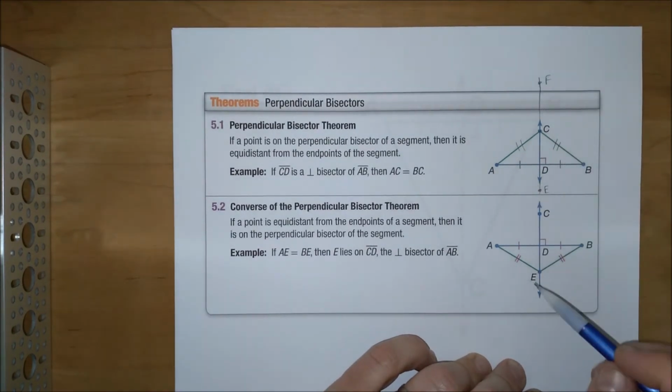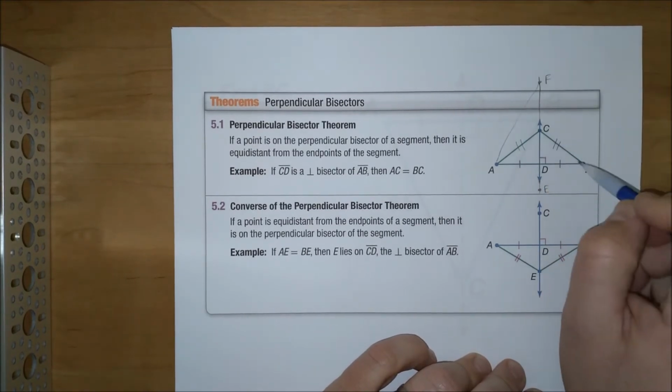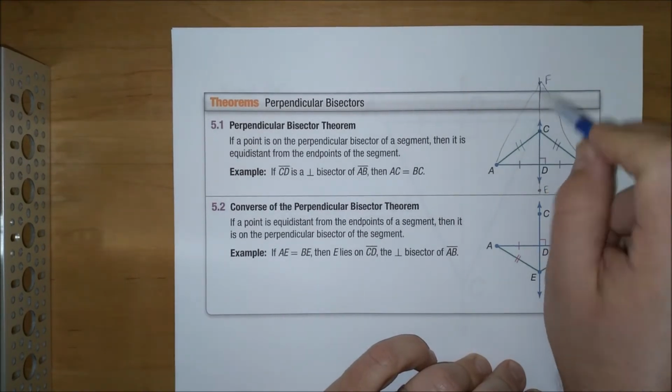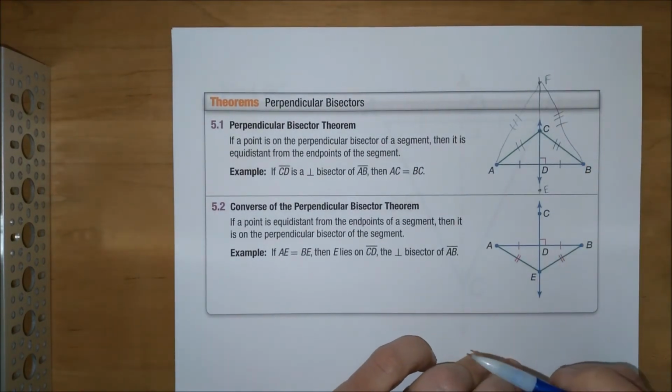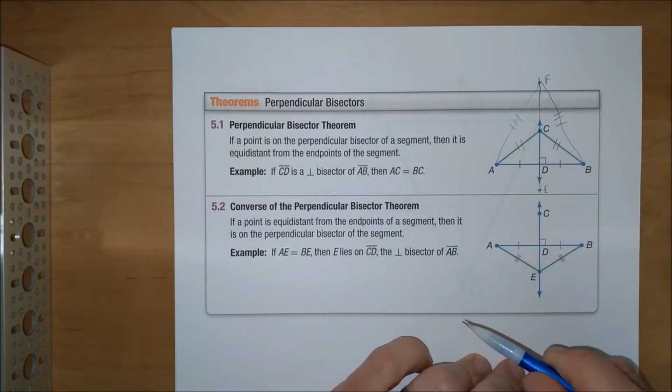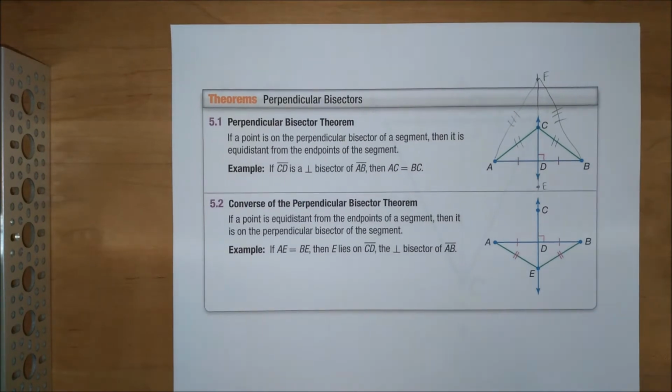C is the same distance from A as it is from B. Likewise, F is the same distance from A as it is from B. And you might be thinking, well, that just looks like an isosceles triangle. That looks like what we learned about isosceles triangles when doing coordinate proofs and whatnot. You're absolutely right. That's what we're dealing with.